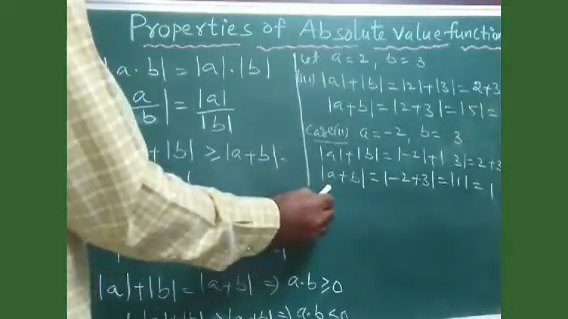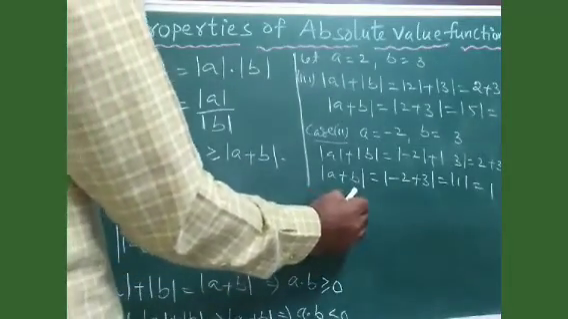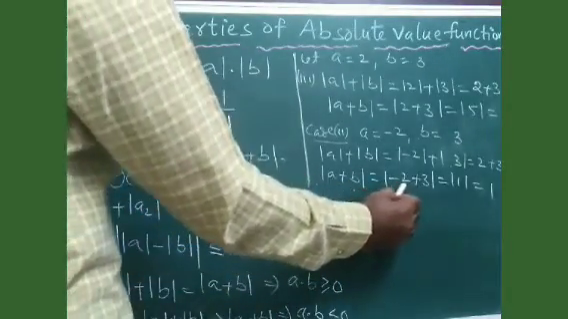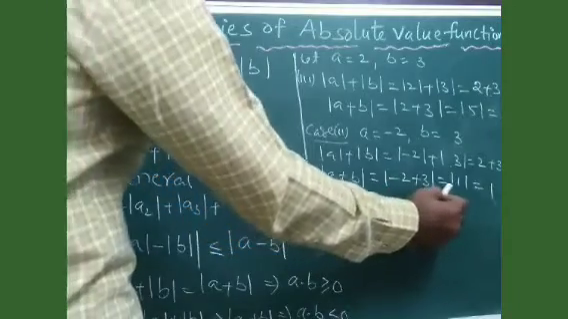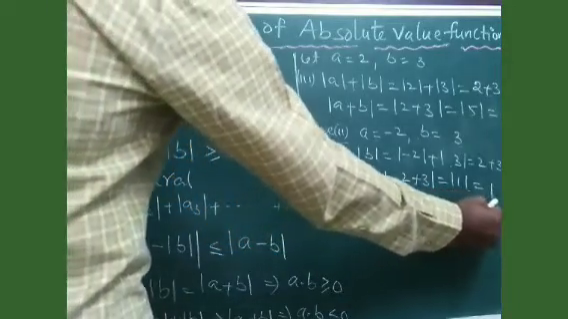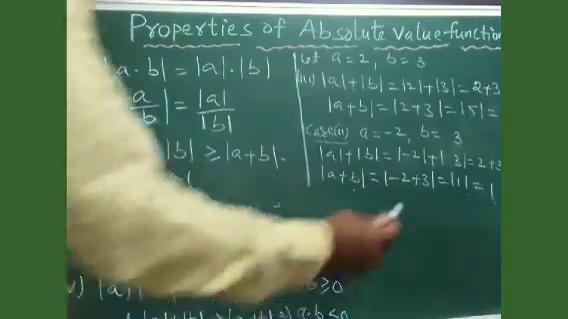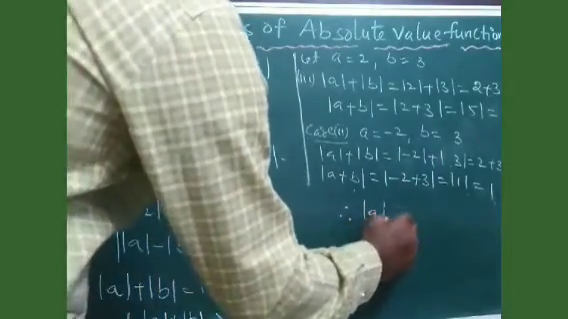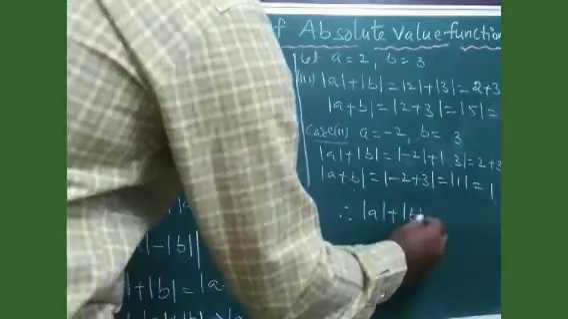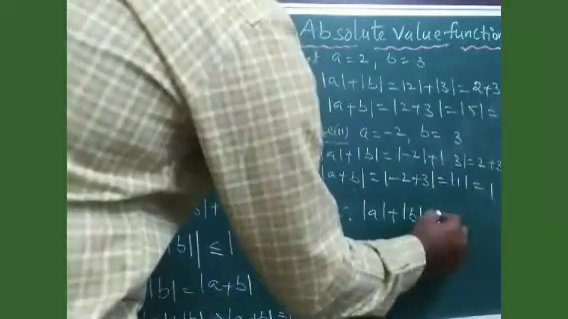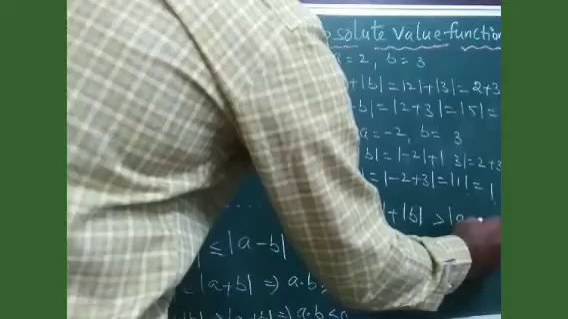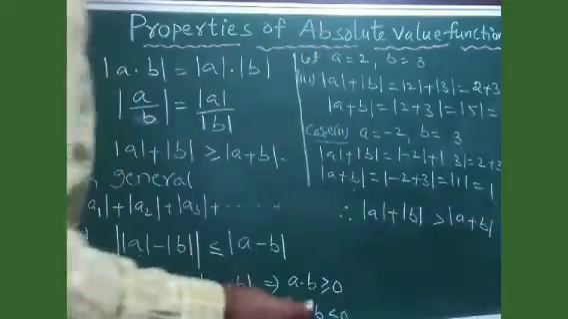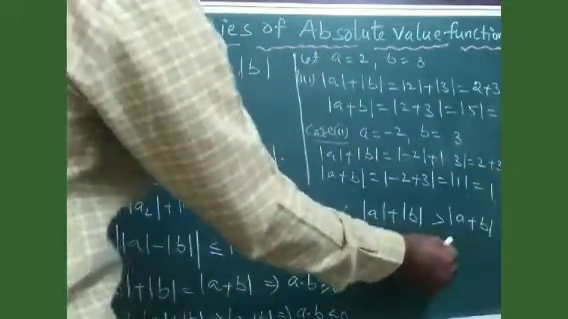But look at the right hand side, that is mod of A plus B. That is modulus of A and B values, minus 2 plus 3, which is equal to modulus of 1, finally equal to 1. So in this case 2, I can say that modulus of A plus modulus of B is greater than modulus of A plus B. Isn't it? 5 is greater than 1.